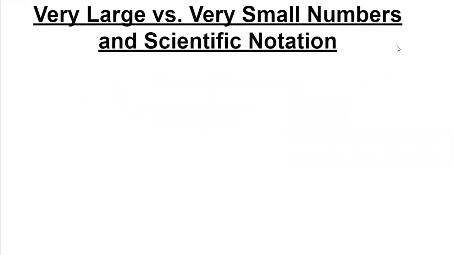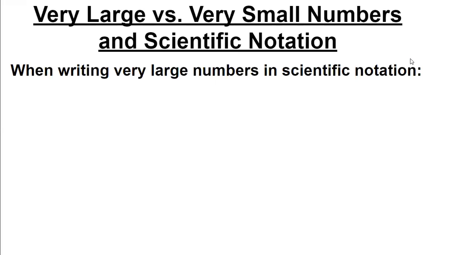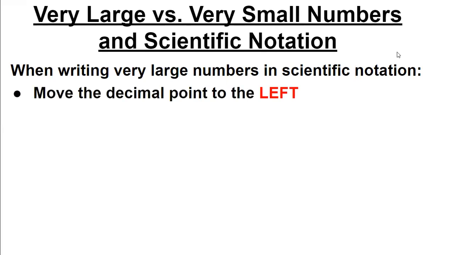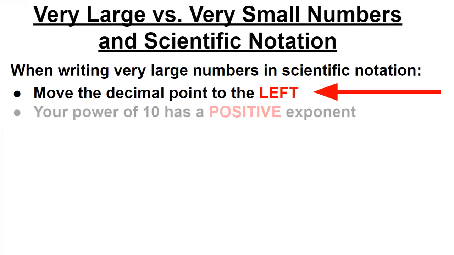Okay, what's the difference between very large and very small numbers in scientific notation? Let's take a look at the comparison. When writing very large numbers in scientific notation, move the decimal point to the left, that direction. Your power of 10 has a positive exponent. The number of jumps that you made, that's your exponent.